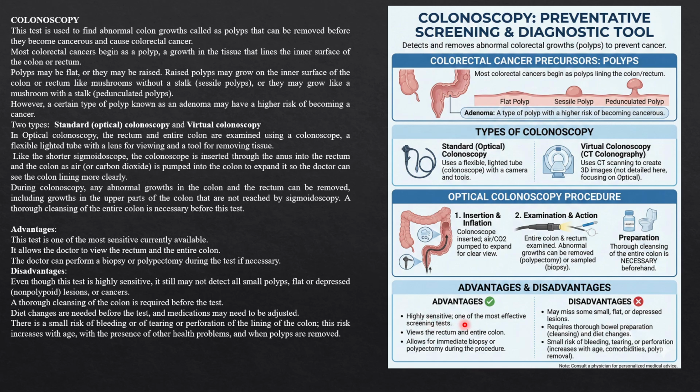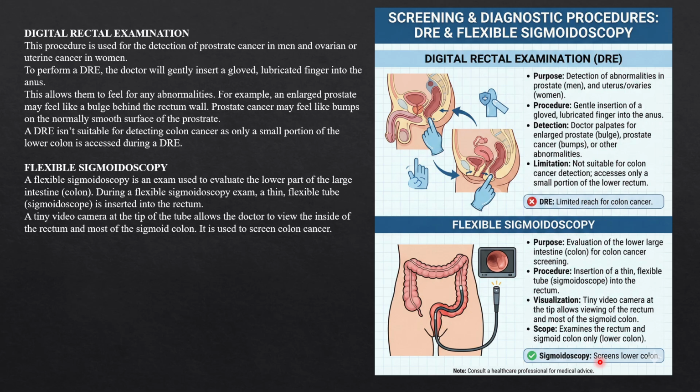The advantages are that it's highly sensitive and one of the most effective screening tests, and views the rectum and entire colon, and allows for immediate biopsy or polypectomy during the procedure. The disadvantages are that it may sometimes miss small and flat depressed lesions, and requires thorough bowel preparation like cleaning and diet changes. The small risk of bleeding, tearing, and perforation are also disadvantages.